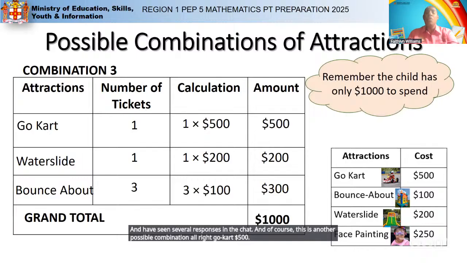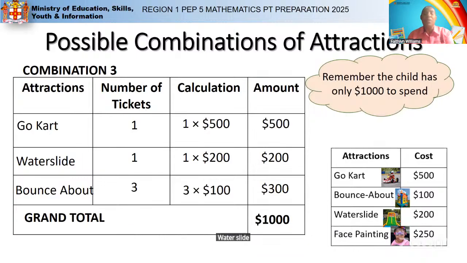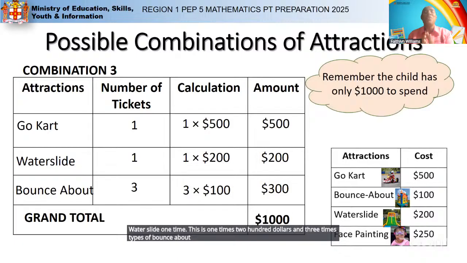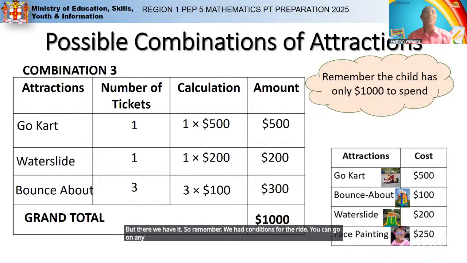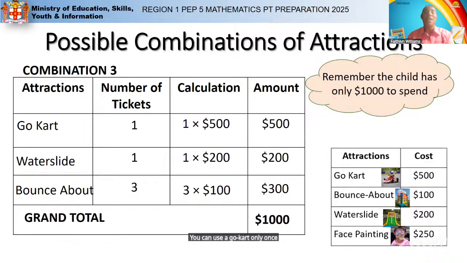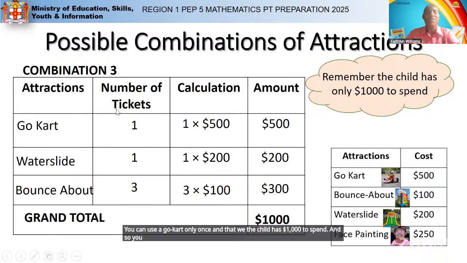Water slide, one time, this is one times $200, and 3 sets of bounce about, which now maximizes the $1,000. So there we have it. Remember, we had conditions for the ride. You can go on any amount of rides or attractions. You can use a go-kart only once, and the child has $1,000 to spend. And so you work that $1,000 as best as possible.